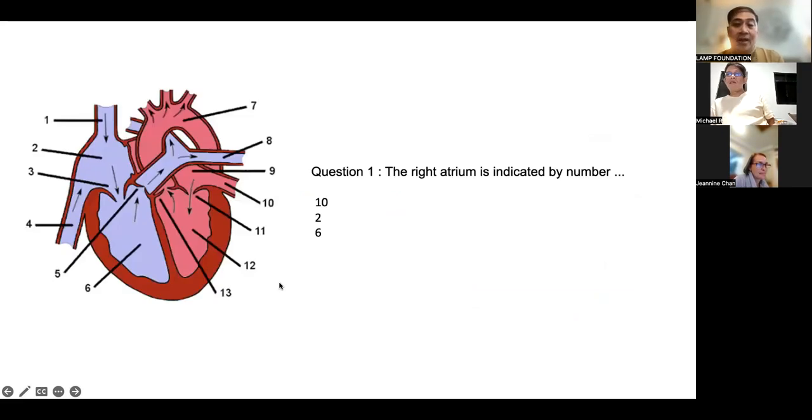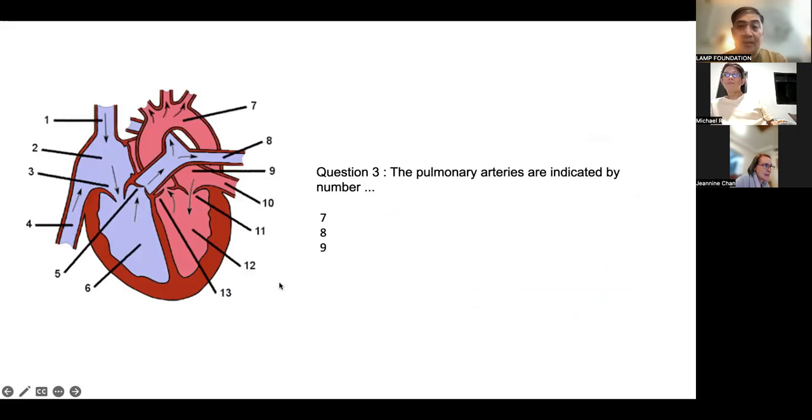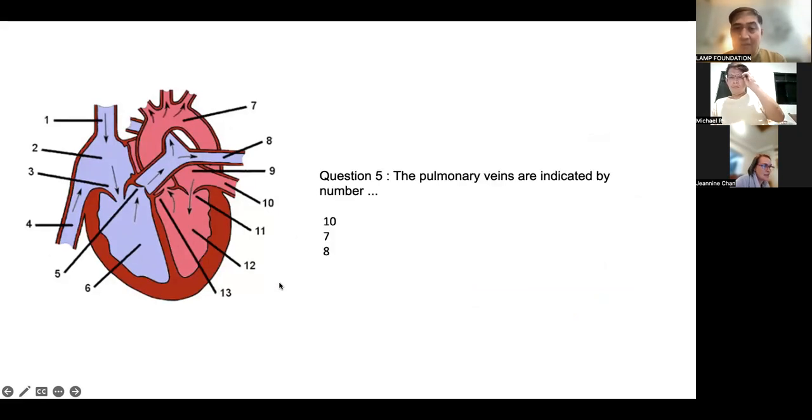The right atrium is indicated by number? 2. The right ventricle is indicated by number? 6. The pulmonary arteries are indicated by number? 8. Number 6 is pointing to? The right ventricle. The pulmonary veins are indicated by number?